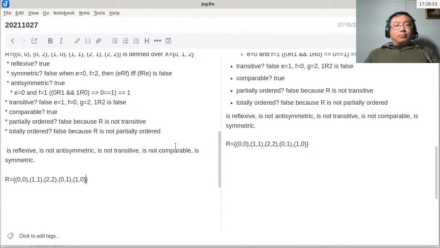But it is definitely transitive at this point. So we want it to be not transitive. So we'll have to add something here to make it not transitive, but we also want it to be symmetric at the same time. Oh, excuse me, transitive. So right now it is not transitive.